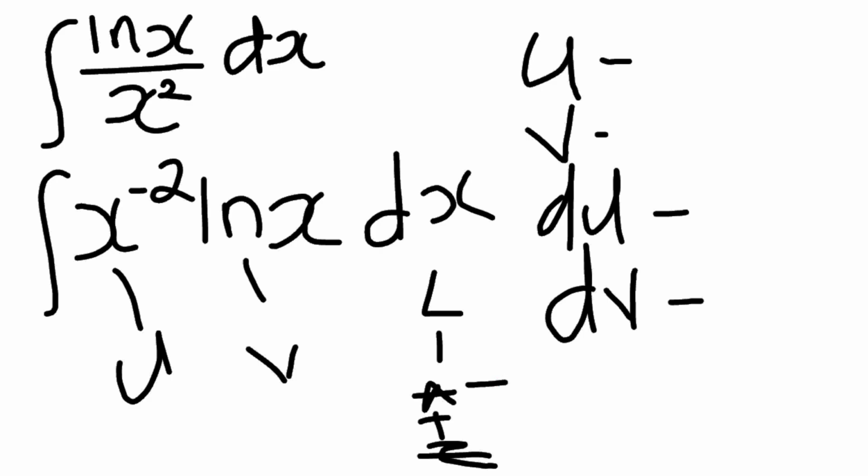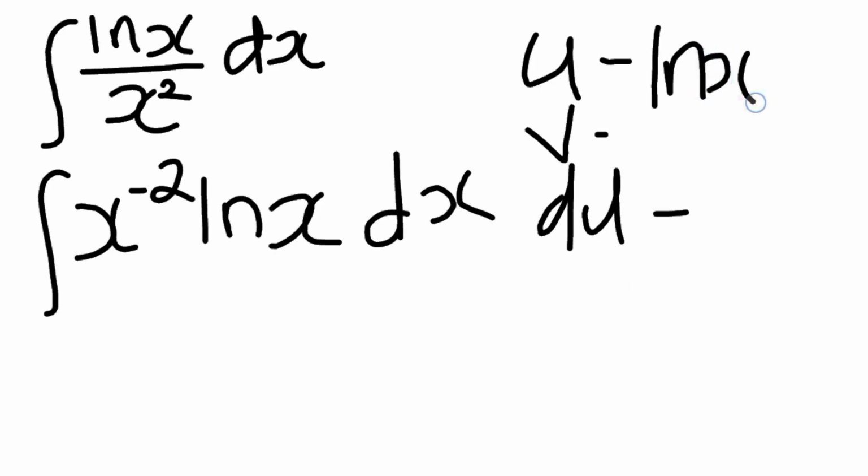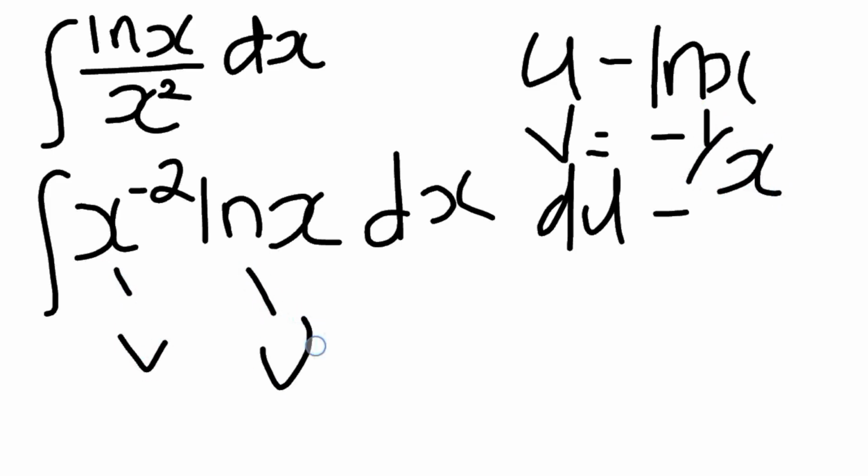As we've seen here, x raised to the power minus 2 is an algebraic term, which is this A over here, and A is below L, which is log, and ln means natural log. So ln x is going to be differentiated, and x raised to the power minus 2 is going to be integrated. v is going to be equal to minus 1 over x. And du, the derivative of ln x, is equal to 1 over x. So now, let's solve this problem.